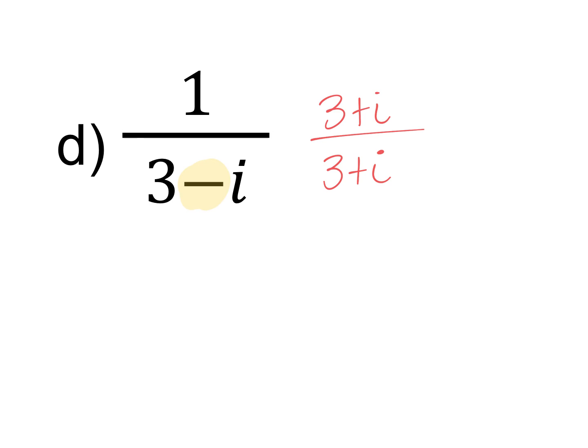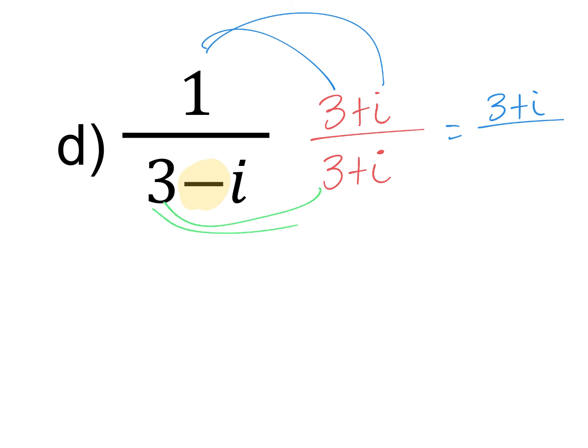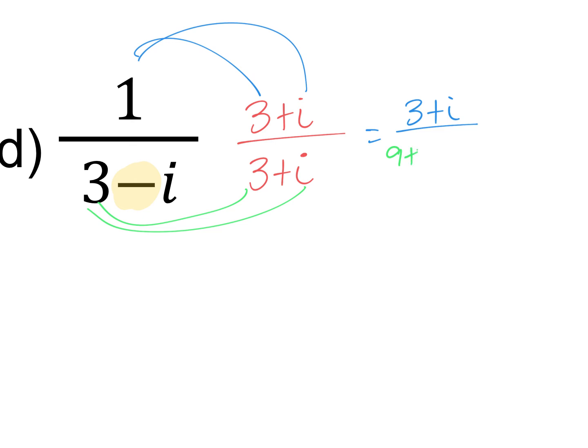So let's go ahead and work it out. And you'll see why I did that. It's kind of cool how it works out. So go ahead and distribute. So that would just be 3 plus i. Cool, that was the easy one. Now distribute that 3. So 9 plus 3i. And then I'll distribute the negative i. So that would be negative 3i minus i squared.